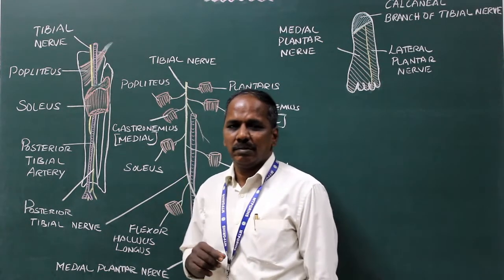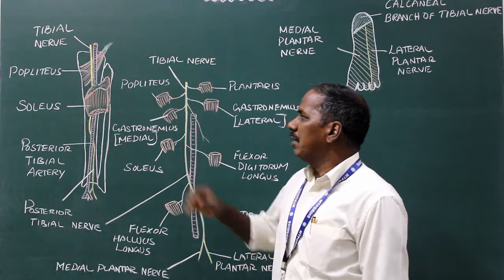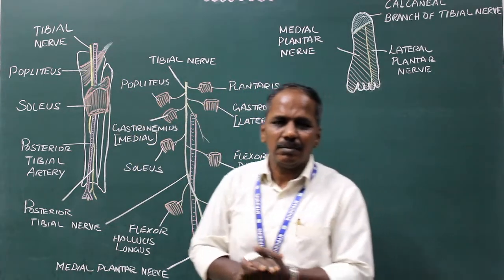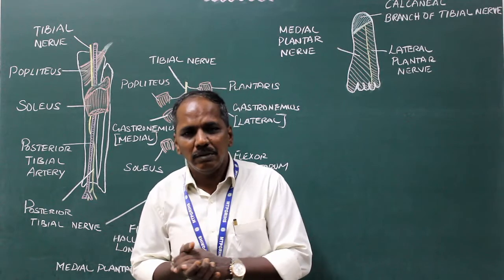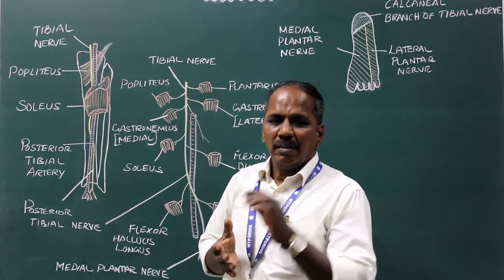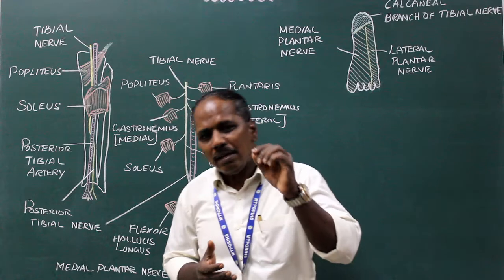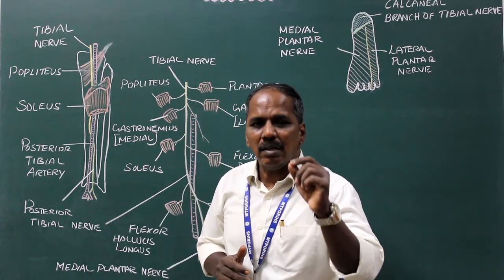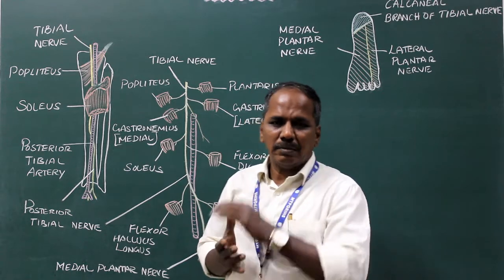Tibial nerve. It is one of the components of the sciatic nerve. Root value: ventral division of anterior primary rami of L4, L5, S1, S2 and S3 spinal nerves.